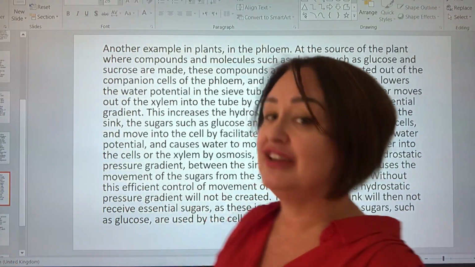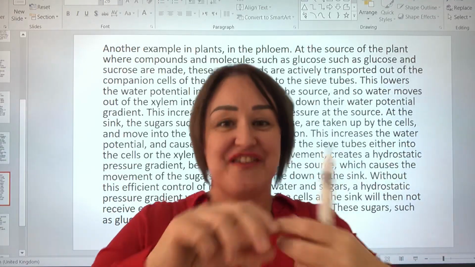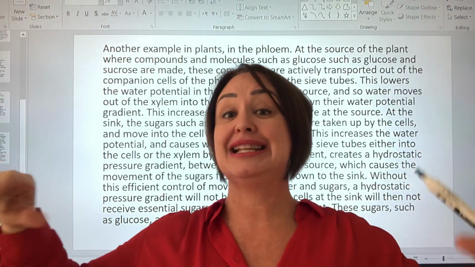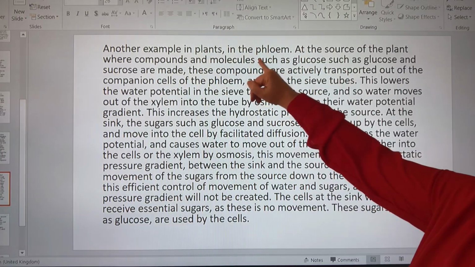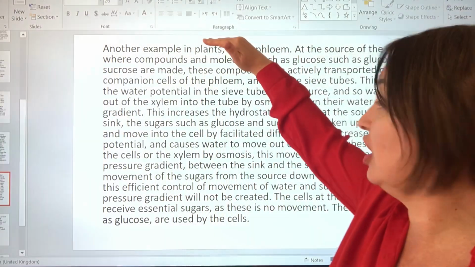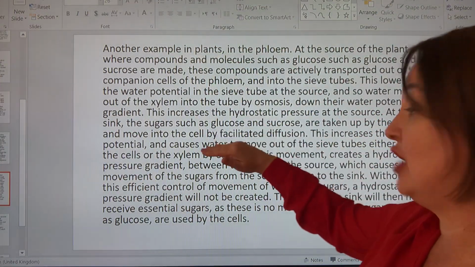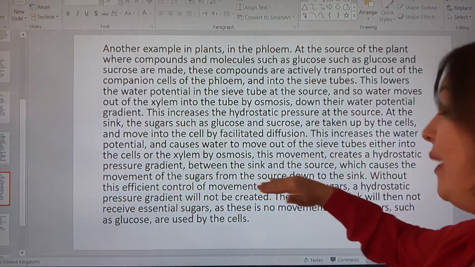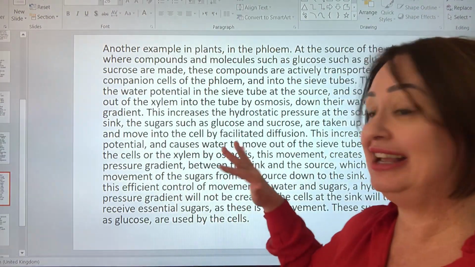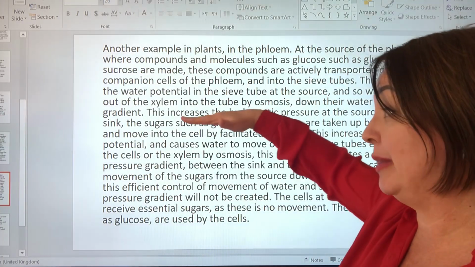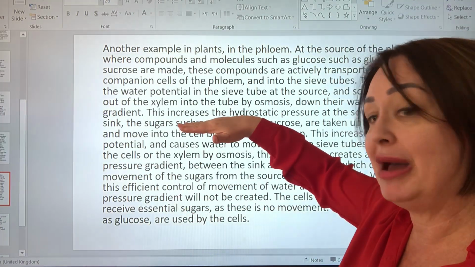Paragraph number 3 follows the same pattern. The first sentence tells us how it's linked to the essay title. Another example in plants, in the phloem. Here she spent quite a long time explaining it, and we enter quite low in the paragraph before she starts talking about the importance. I tell my students to start talking about the importance about halfway through the paragraph.